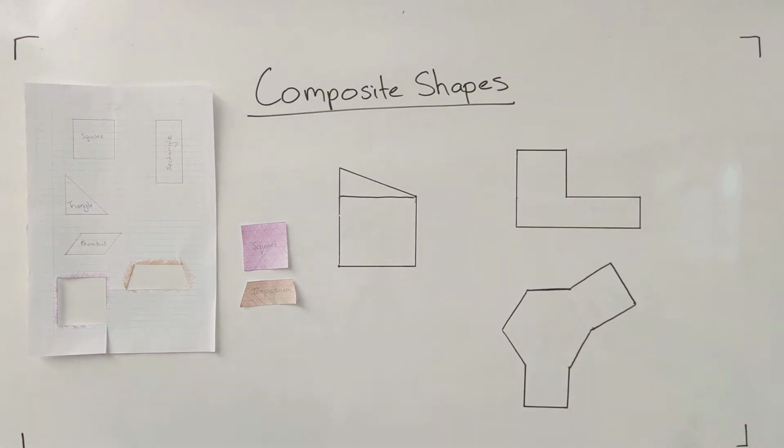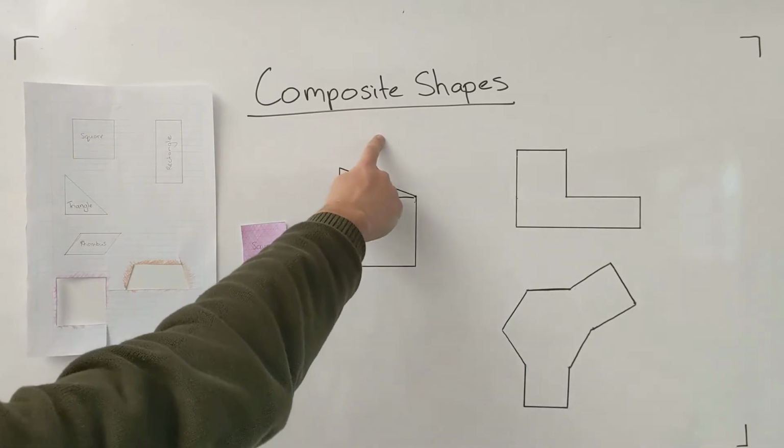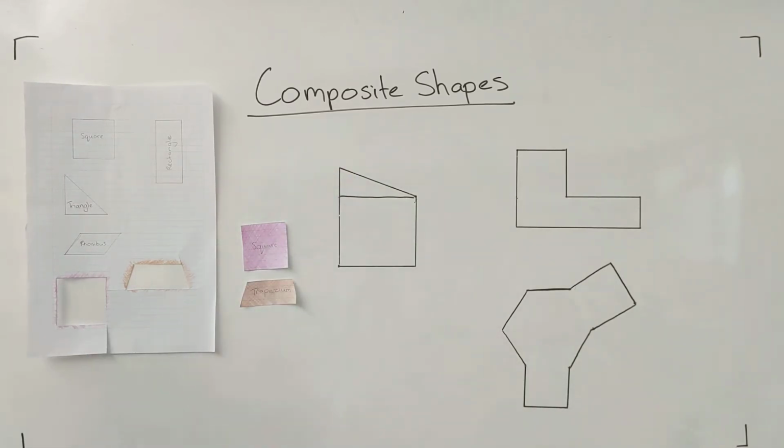Hey mathematicians, let's talk composite shapes. You're probably familiar with this word composite from spelling. In spelling, a composite word is a word that is made up of more than one word jammed together, like handball, obviously made up of hand and ball. Composite shapes are similar in that they are shapes made up of more than one base shape.